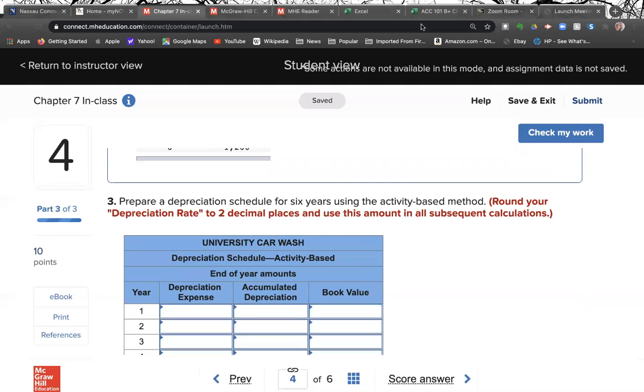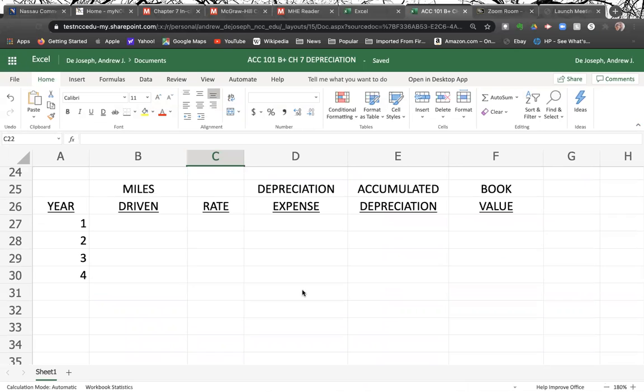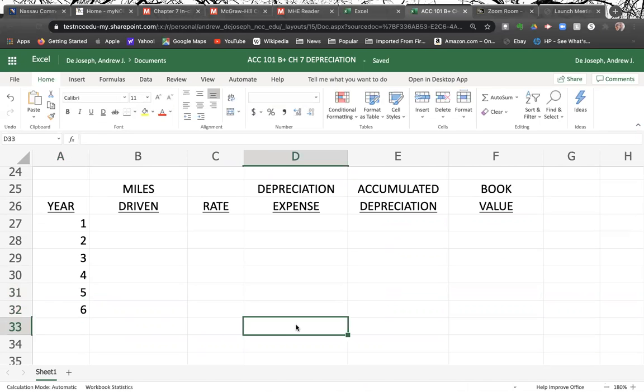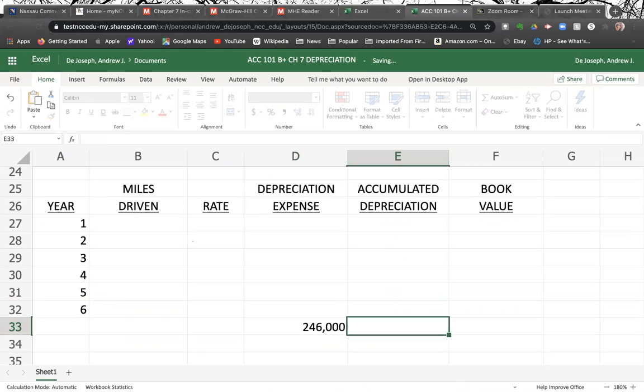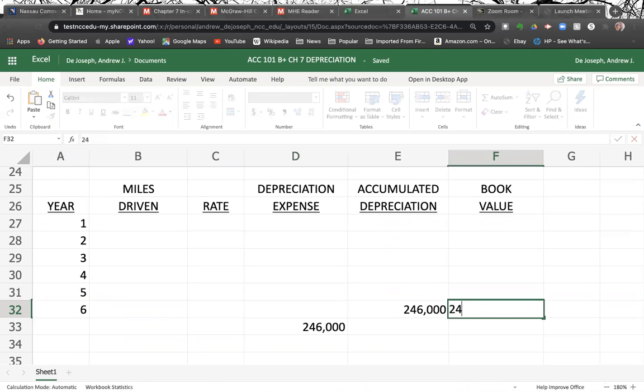So let's go back to our table and activity base, right? Now, what do we know about this again? We know that the total has to come out to 246. We know that the accumulated depreciation at the end of the sixth year has to also be 246. And we know that this has to come out to be 24. And so we already know that before we start.